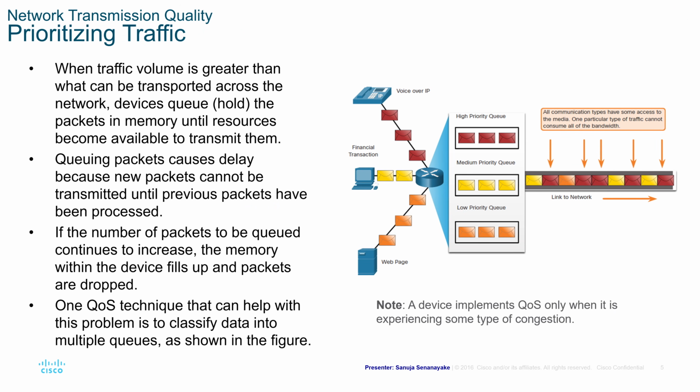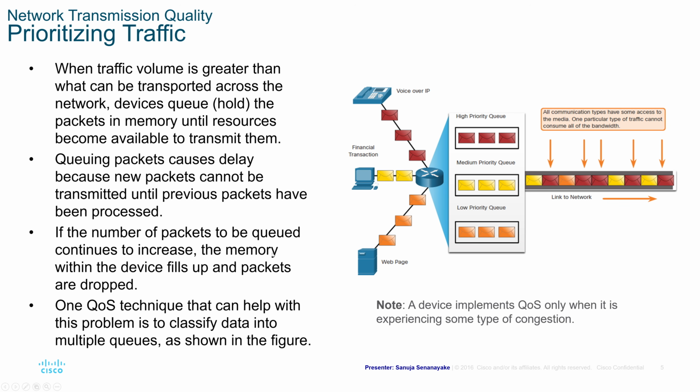Let's look at prioritizing traffic. When traffic volume is greater than what can be transported across the network, devices queue or hold the packets in memory until resources become available to transmit them. Queuing packets causes delay because new packets cannot be transmitted until previous packets have been processed. If the number of packets to be queued continues to increase, the memory within the device fills up and the packets are dropped. So if the buffer is filled up, then the packets start to get dropped.